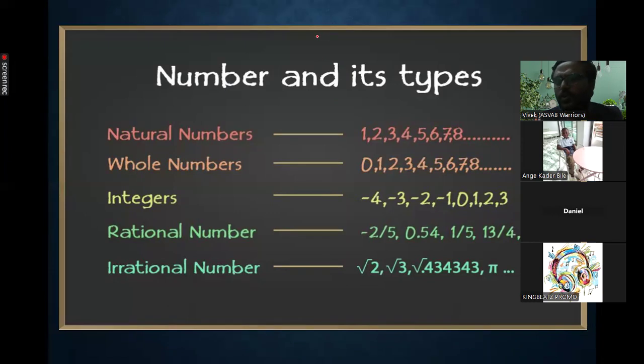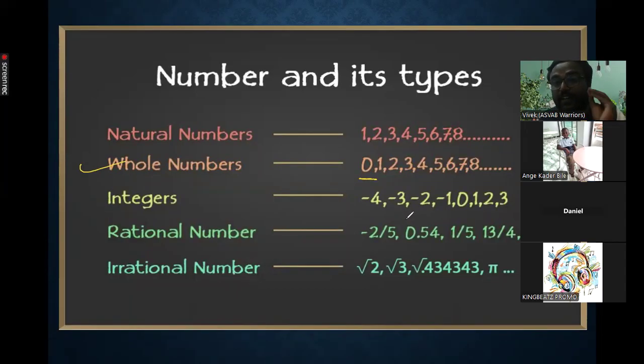Do you know what natural numbers are? If I say start counting, what will you start with? 1, 2, 3, 4. Where we naturally start counting from, those are natural numbers. Whenever we add a zero to the natural numbers, they become whole numbers.